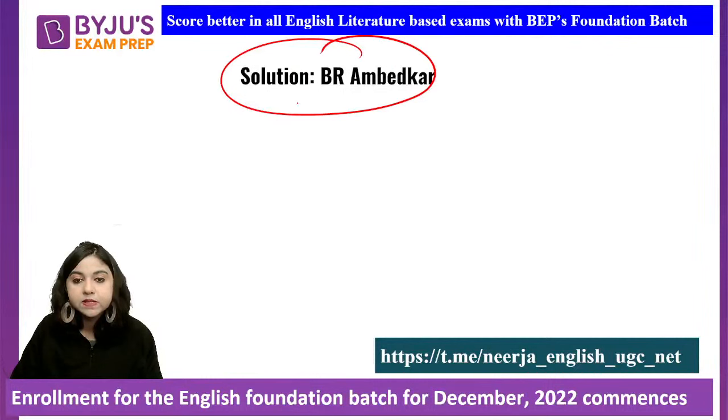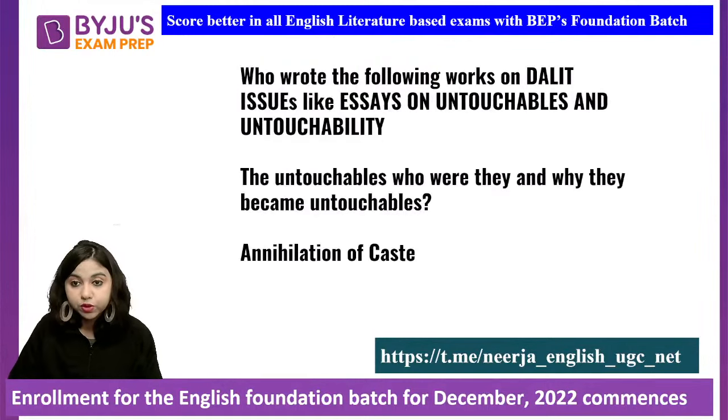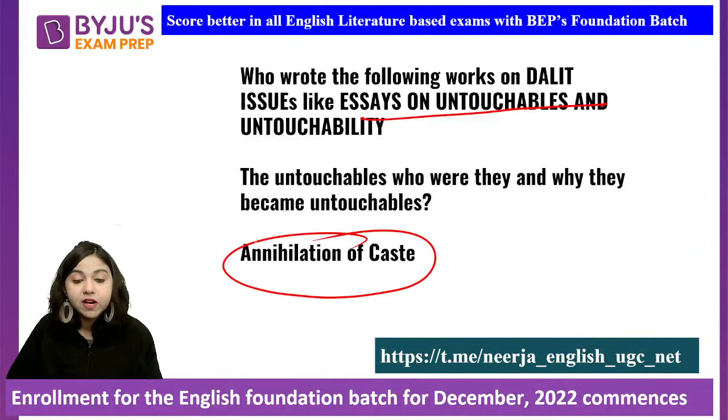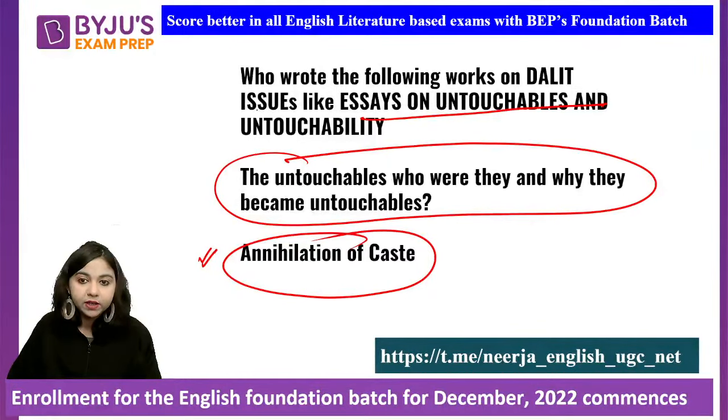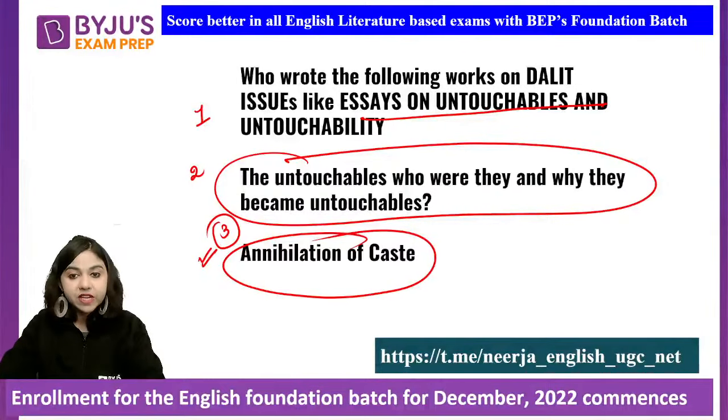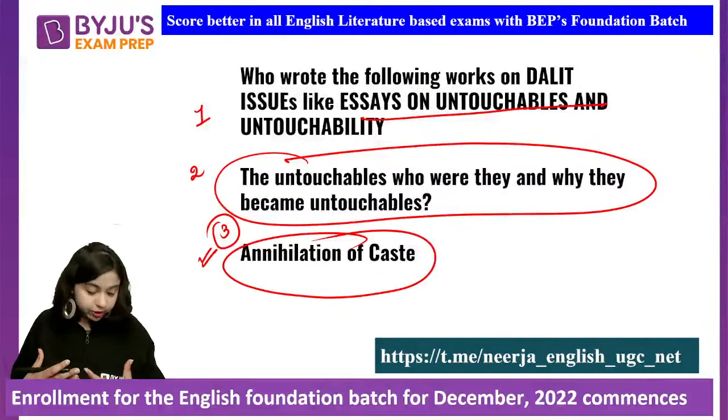So Babasaheb Ambedkar was the person who actually started this conversion to Buddhism, and a lot of people were following suit, right? There are works like Essays on Untouchables and Untouchability. Annihilation of Caste is a very, very important essay. The Untouchables: Who Were They and Why They Became Untouchables. These are very important works, and who's the writer of this work? Annihilation of Caste is very critically important. Right after looking at Annihilation of Caste, you should be able to recollect who this person is. He is the key architect when it comes to even framing of the constitution, and accordingly giving inclusivity to everybody.